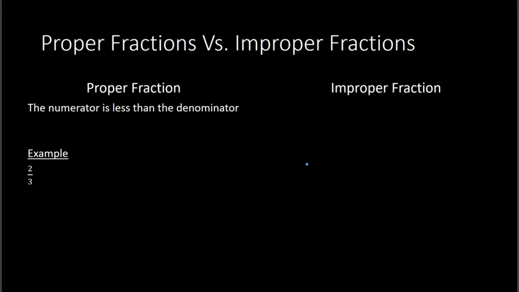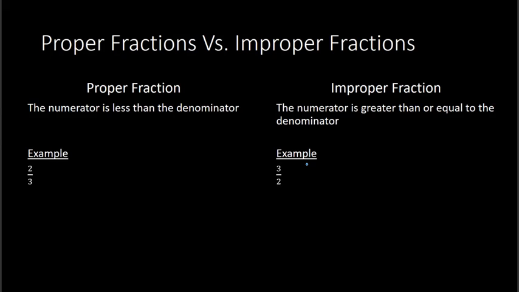An improper fraction is when the numerator is greater than or equal to the denominator. So for example, 3 over 2. The top is bigger than the bottom. So this would be improper.